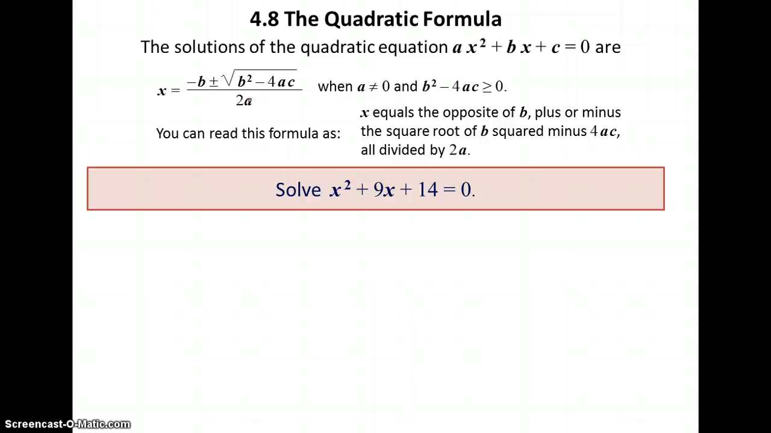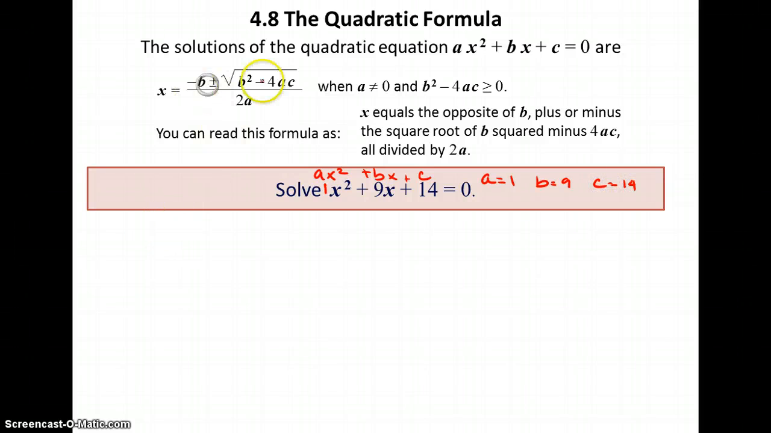Okay, so let's solve this using that now. It's already written in standard form for us, which is great, which means one side is equal to 0. So I need you to label A, B, and C. So we know that it goes ax squared plus bx plus c equals 0. So my A would be 1, my B would be 9, and my C would be 14.